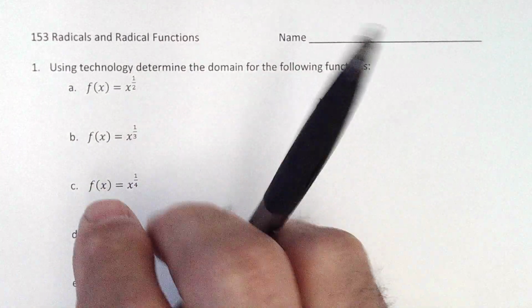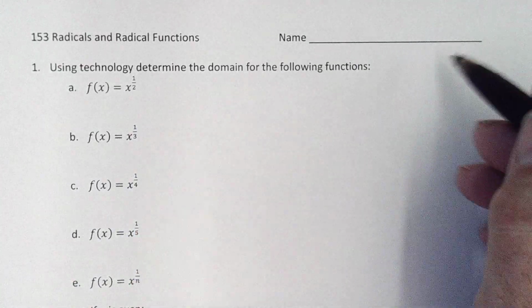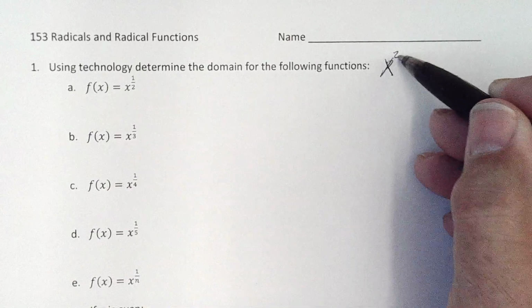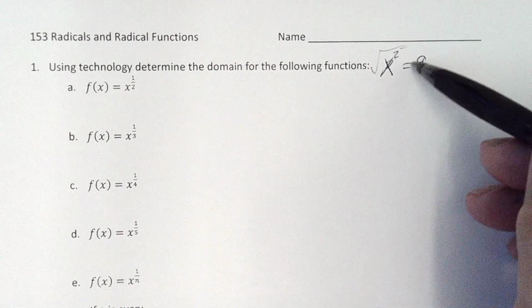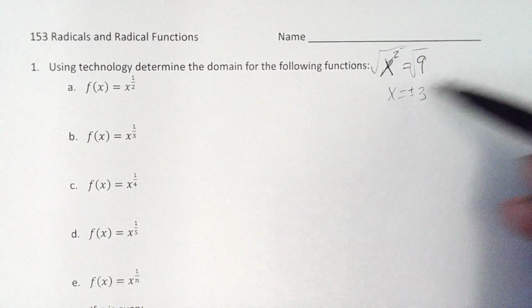All right, as I tried to explain in class, the 1/2 power. If you had x squared equals 9 and you wanted to get rid of the square, you would take the square root and you'd get x equals, of course, plus or minus 3.